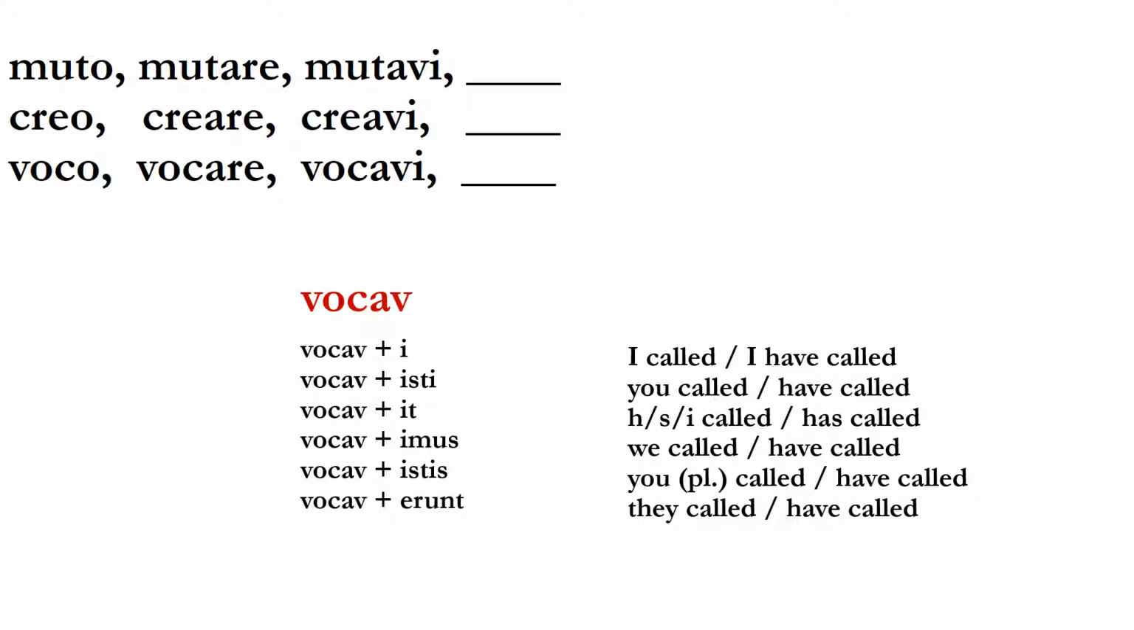Okay, and these are the endings for the perfect tense. So remember, perfect means they're completed actions. Let's take a look at some sentences using these.